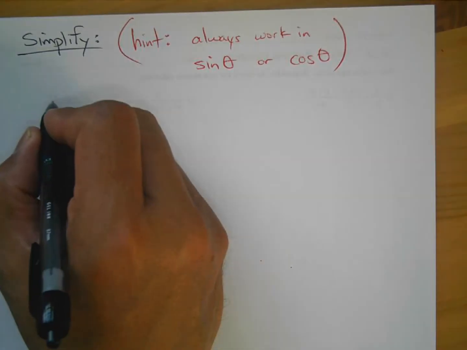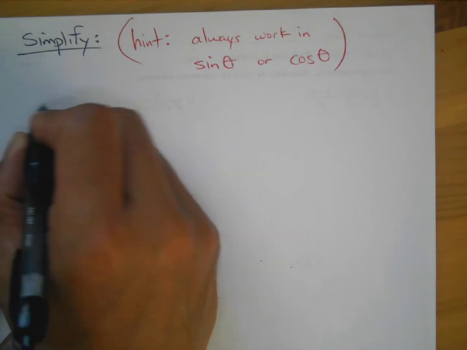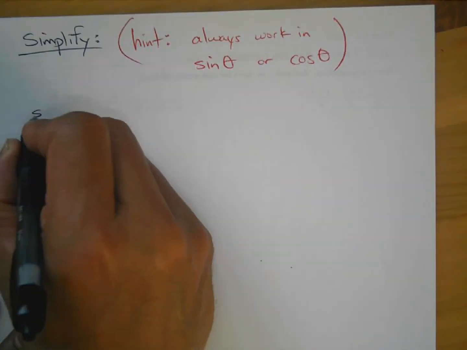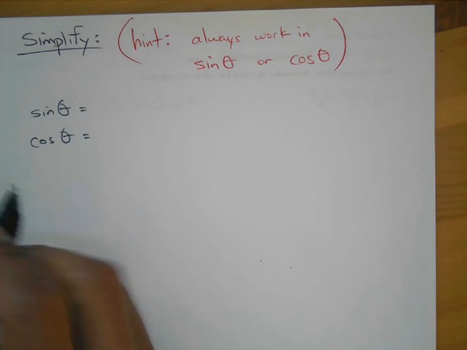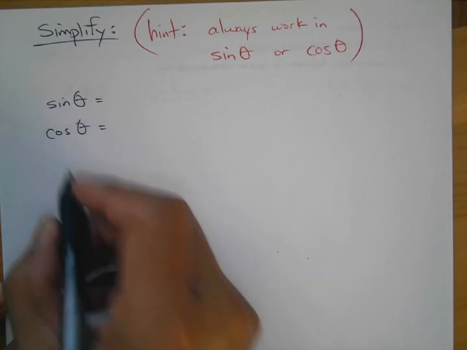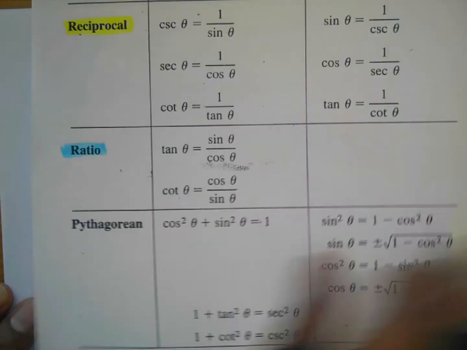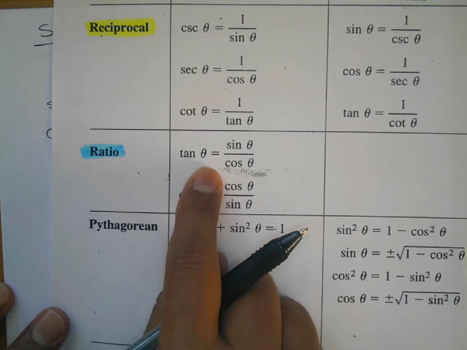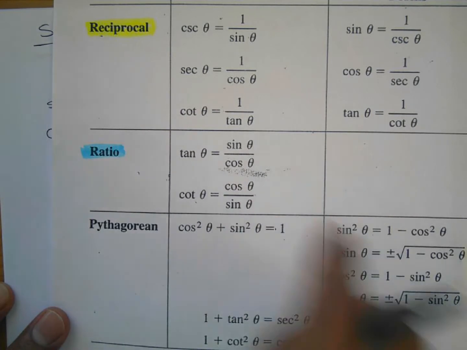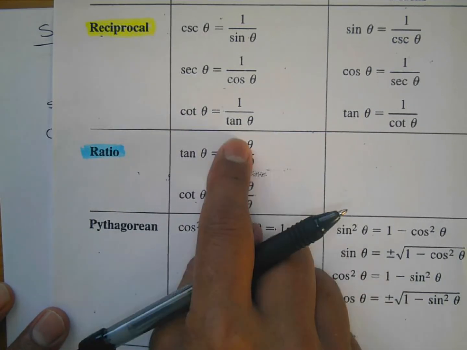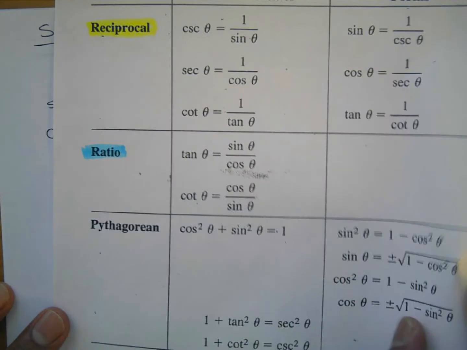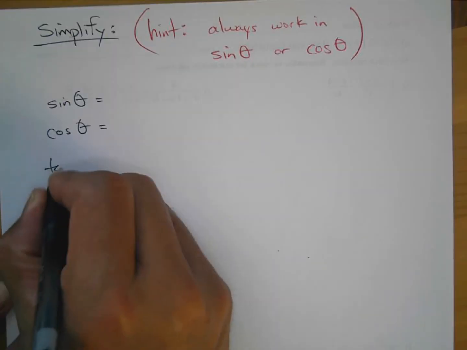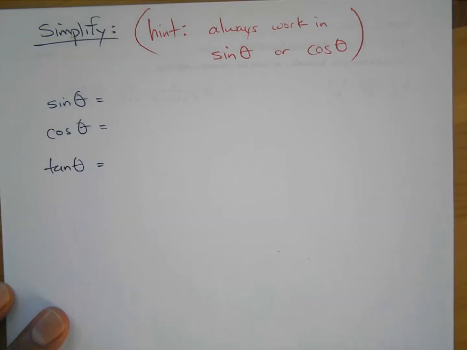If I see a sine, I leave it. If I see a cosine, I leave it. But if it's a tangent, remember our new formula, our new ratio for tangent is what? See, even tangent is with a sine and cosine. This is the one you want to use. And if you see cotangent, you can also change it to cosine over sine. So tangent is what?